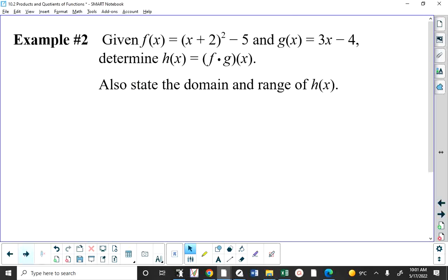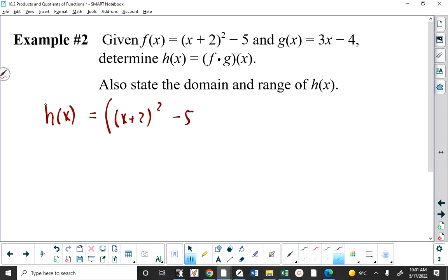Given those functions, what is the product of them and what is the domain and range? So the product, h of x, is going to be f of x, which is x plus 2 squared minus 5, times g of x, which is 3x minus 4. And I hate to break it to you, but we're expected to simplify this.